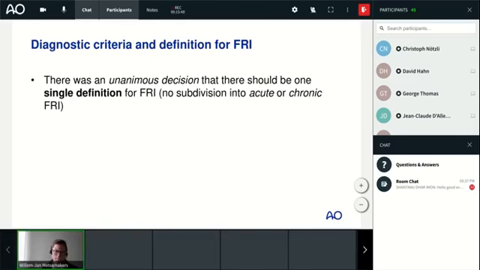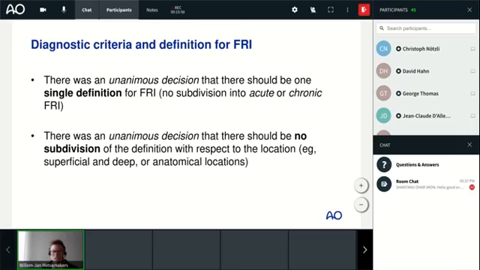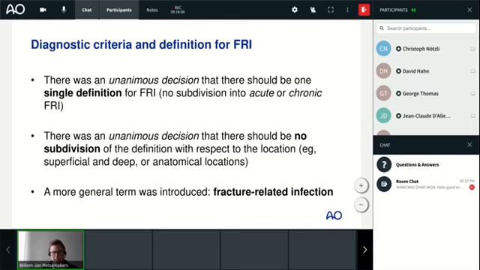And also very important is that there was a unanimous decision that there should be no subdivision with respect to anatomical location. And more specifically, there is no subdivision anymore between superficial and deep, something to discuss also within the upcoming 2 days. And finally, we know that over the course of the past decades, different terms have been used when we look at trauma and fracture care and infection.